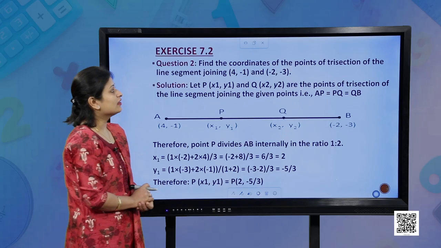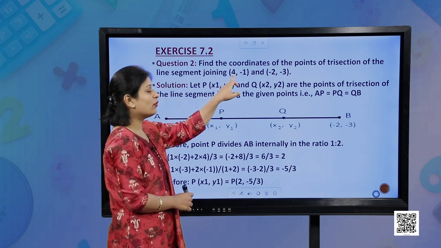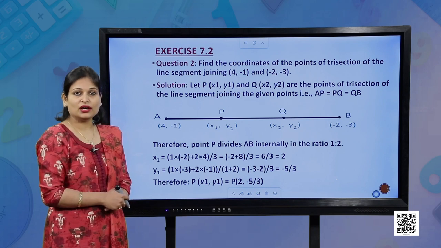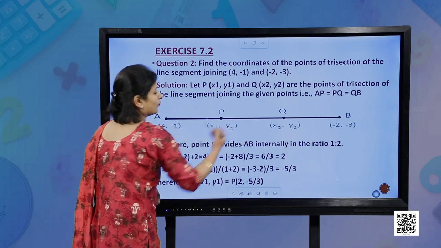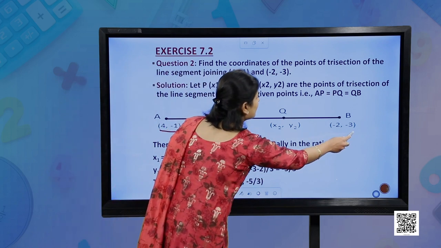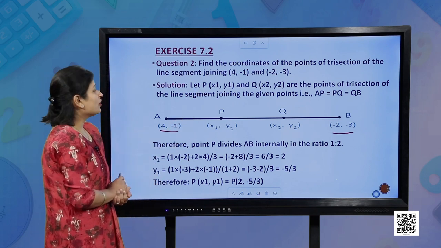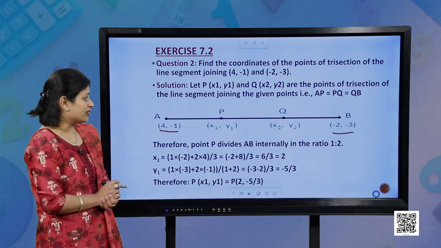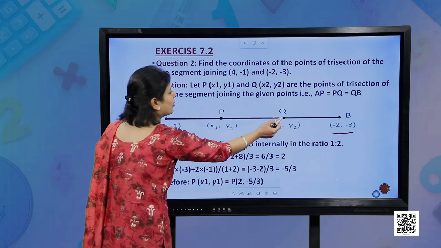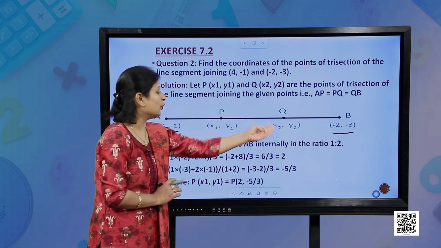Let us discuss a few questions of exercise 7.2. Question number 2, find the coordinates of the points of trisection of the line segment joining (4, -1) and (-2, -3). For this, we need to consider two points P and Q. Now, point A is given as (4, -1) and point B is given as (-2, -3). Now, let P and Q be the points of trisection of the line segment joining the given points. So, the line segment AB is divided into three equal parts, AP, PQ and QB. We need to find out the coordinates of the points P and Q.